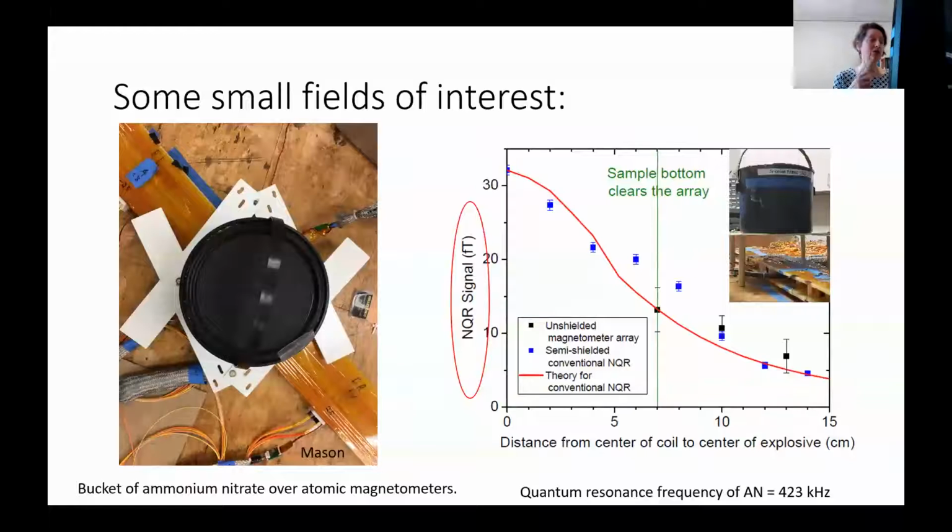Again, I want to point out that the signal size is femtotesla, that's 10 to the minus 15 tesla. And we'd like to see the explosives on the order of seconds. So you kind of see the need. The need is to be able to measure something on the order of femtotesla and on the order of seconds to make a real impact on these kinds of problems.